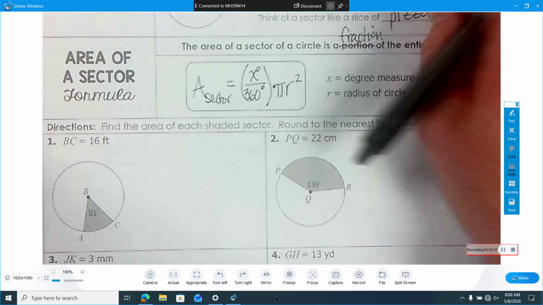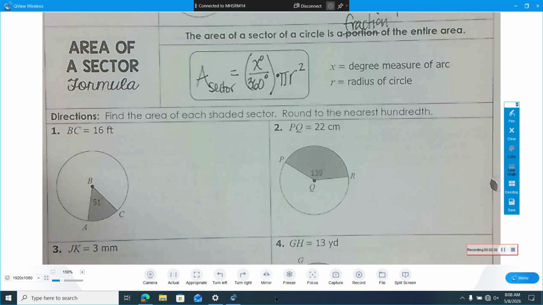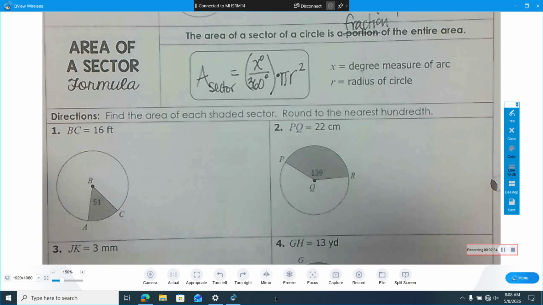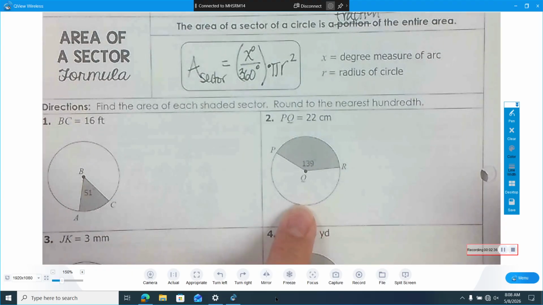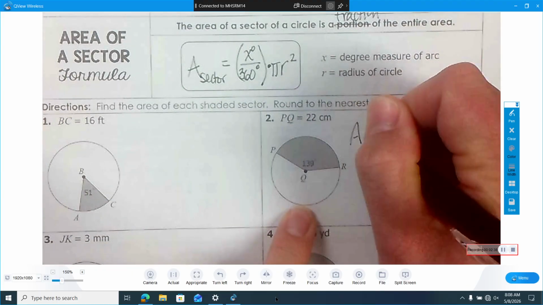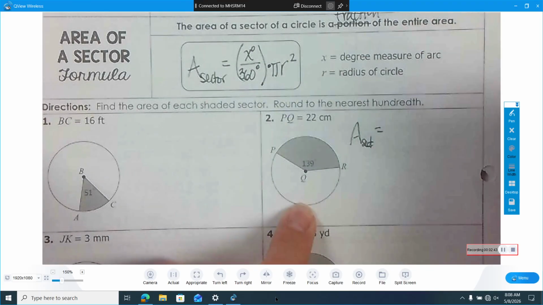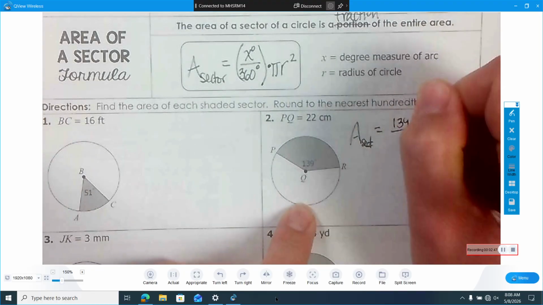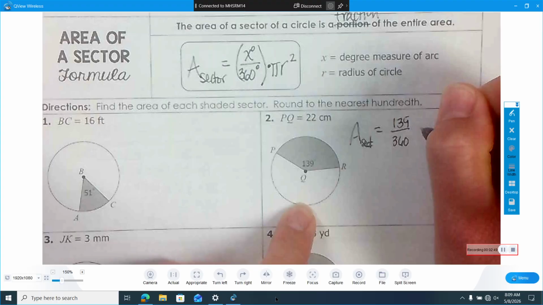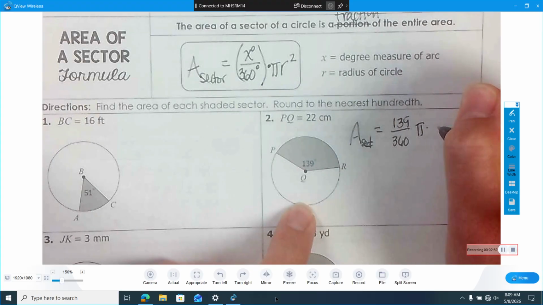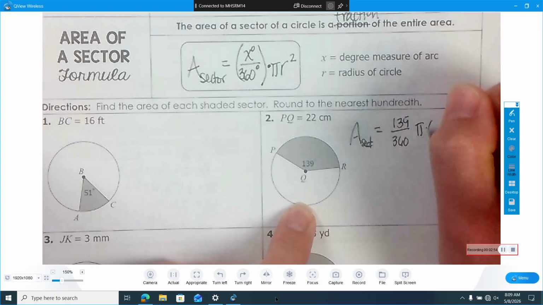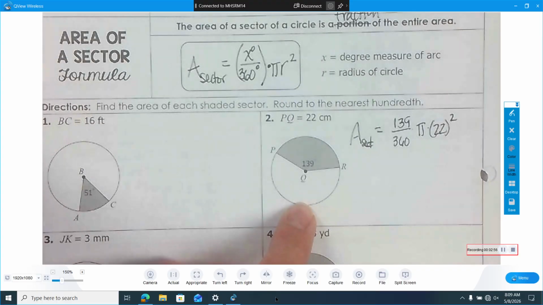So let's look. We want to find the area of each shaded sector, rounded to the nearest hundredth. Let's look at number 2 here. The area of the sector is what fraction? 139 out of 360 times pi times the radius, 22 squared. Can you put that in your calculator?